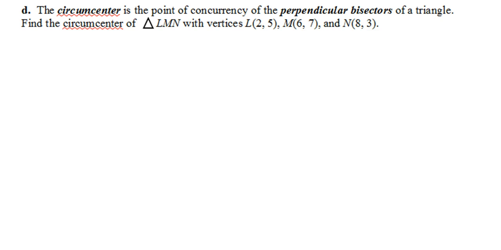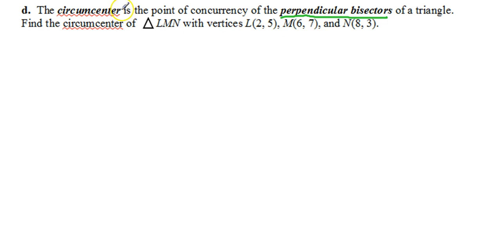Alright guys, this is answers explained from test 3-1. This is number 3D, find the circumcenter. So I give you all the information you need up here. The circumcenter is the point of concurrency of the perpendicular bisectors. This is really the important part in this, perpendicular bisectors of the triangle.